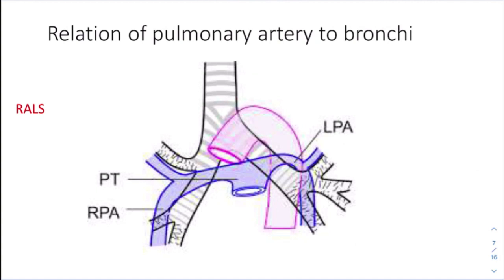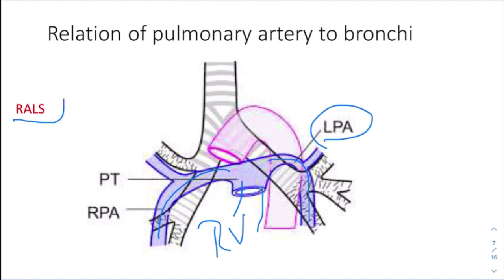So relations of the pulmonary artery to the bronchi. So here we have the right ventricle, and it's going to give off the pulmonary trunk. And then the pulmonary trunk is going to divide into the right pulmonary artery and the left pulmonary artery. So the right pulmonary artery is anterior to the right primary bronchus, and the left pulmonary artery is superior to the left primary bronchi. And a good way to remember this is by the mnemonic RALS. So the right pulmonary artery is anterior, and the left pulmonary artery is superior to its bronchus.